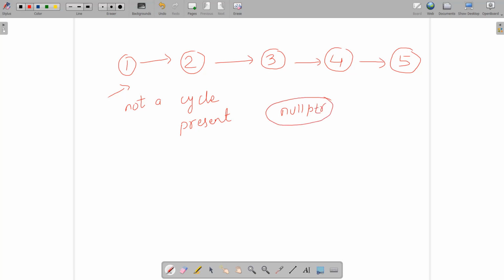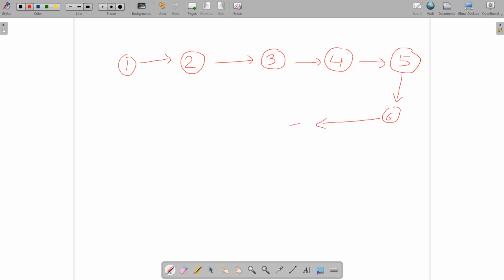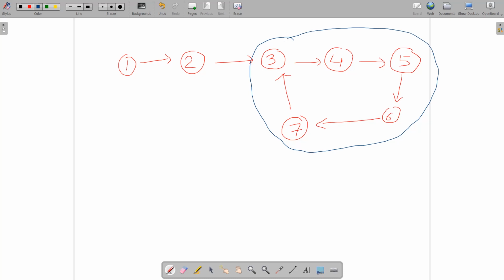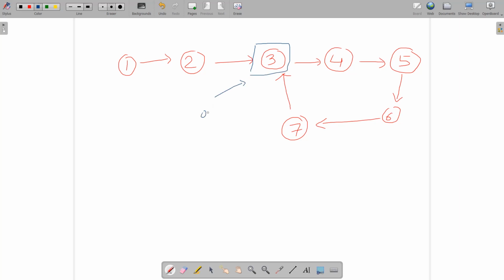But what about the case when there is a cycle present in this linked list? Let me denote it by some node, like 7, and suppose this is a cycle. Let me change the color and denote it right over here. You can see this is the cycle present in this linked list. We need to find the very first node where the cycle begins. You can see our answer is this node. So how are we going to approach finding this node?